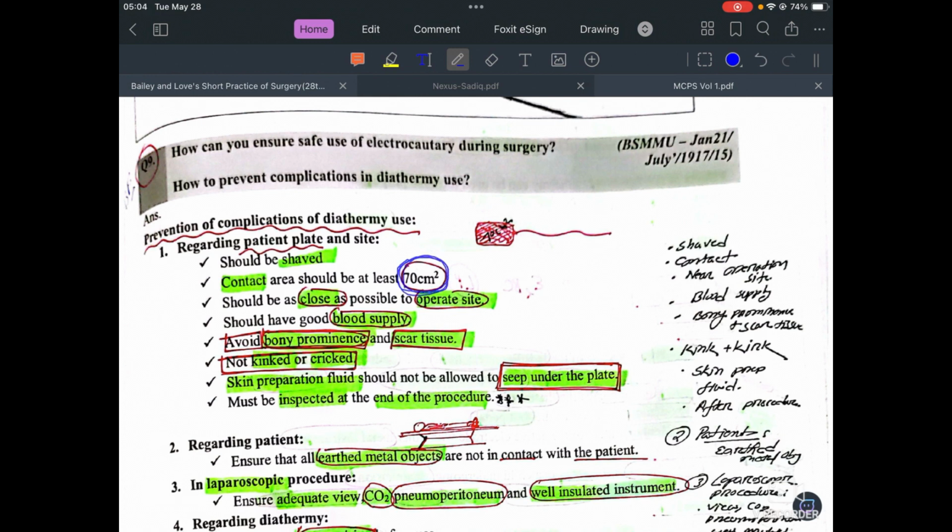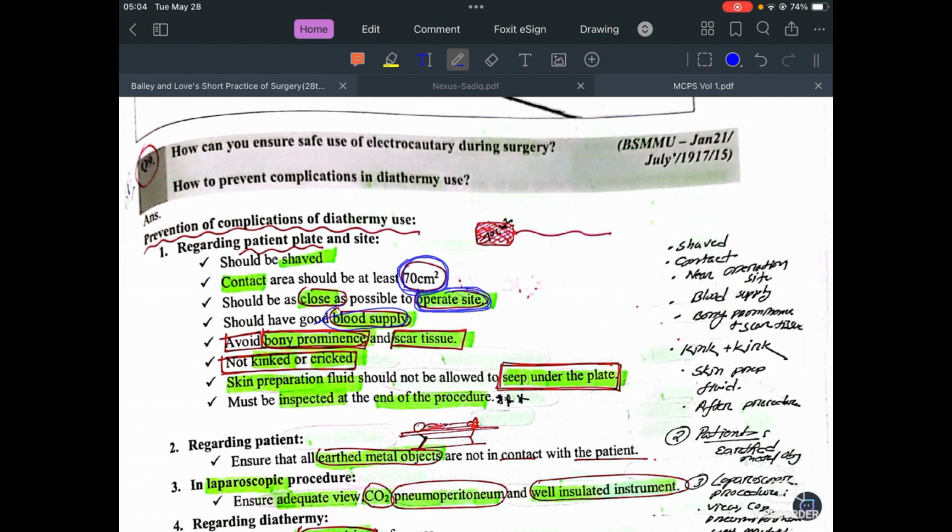It should be as close as possible to the opposite side. And should we have good blood supply? Blood supply is very important. Avoid bony prominence and scar tissue, not kinked or creased. Skin preparation fluid should not be allowed to sit under the plate. It must be inspected at the end of the procedure.